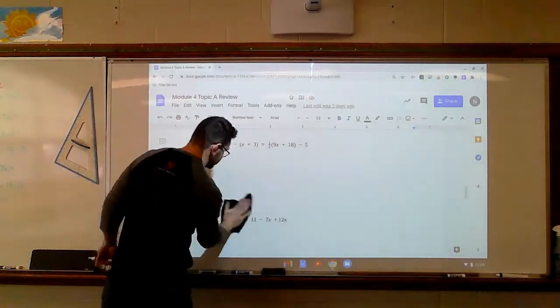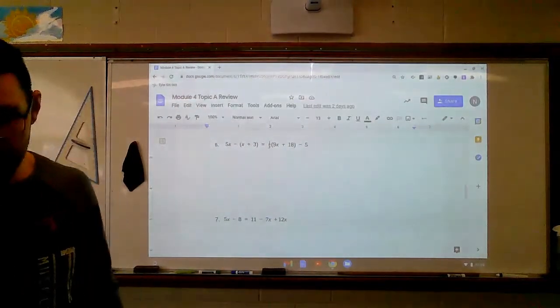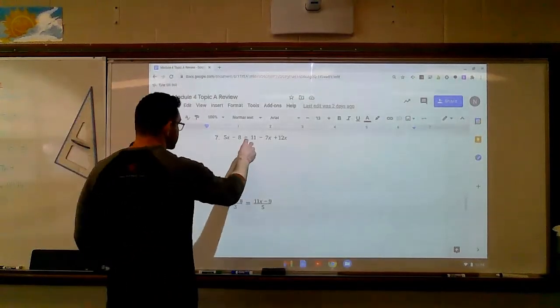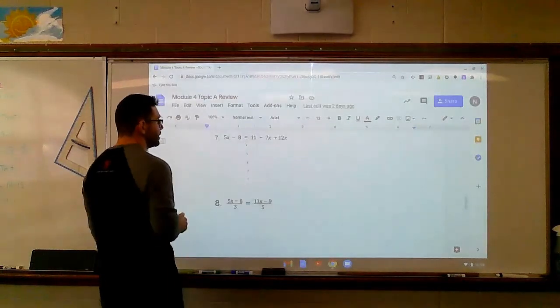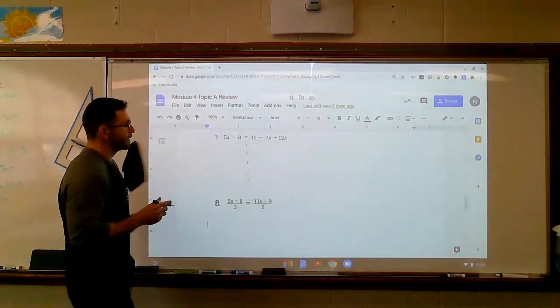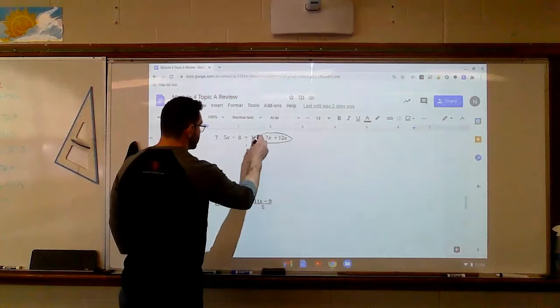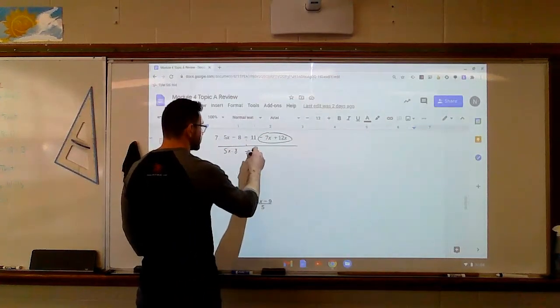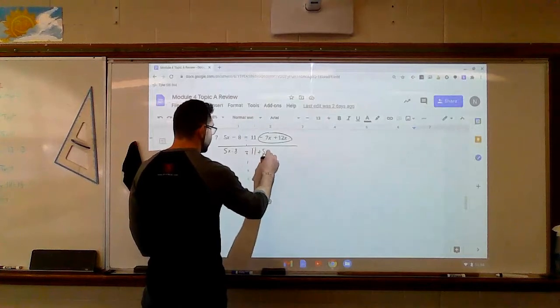Oh, number 7. Balance point. Distribute. Nope. Combine like terms on the same side. Yep. So now I have 5x minus 8 equals 11 plus 5x.